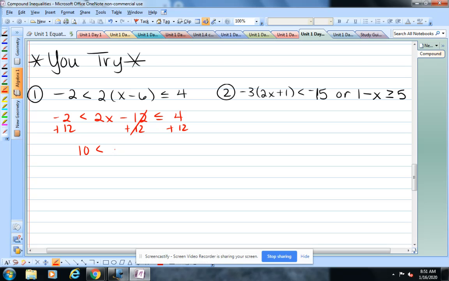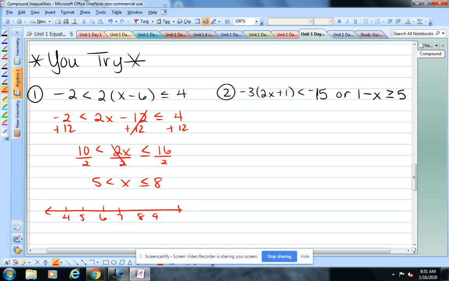Those cancel. What's negative 2 plus 12? 10 is less than, what's left in the middle? 2x is less than or equal to, what's on the right side? 16. Now how do you get x by itself? Divide everywhere by 2. What's 10 divided by 2? 5 is less than x is less than or equal to 8. Did everybody get that for the solution? All right. Then on the number line, 4, 5, 6, 7, 8, 9.